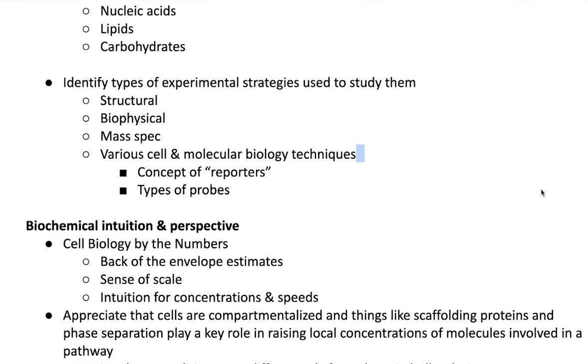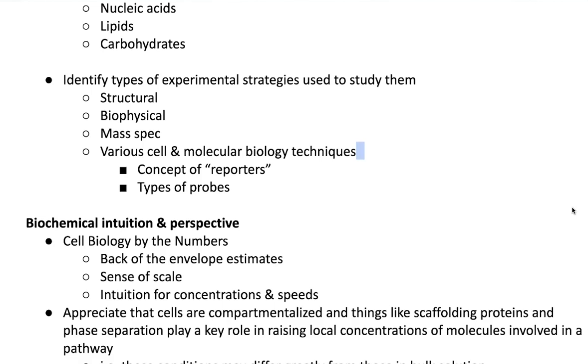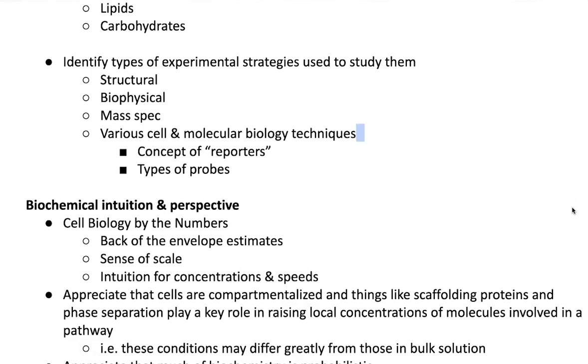So be familiar with the concept of reporters, things like GFP or luminescence that can serve as an indirect readout of something that's going on inside of a cell. Various types of probes, like antibodies and antisense oligonucleotides that can bind to various sequences that might be present in a gel, qPCR probes, various things like this.